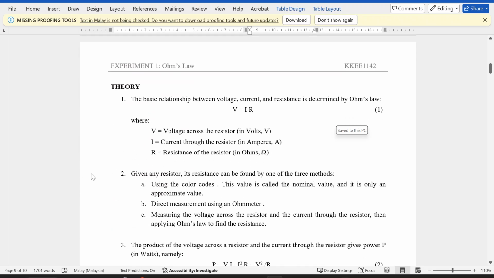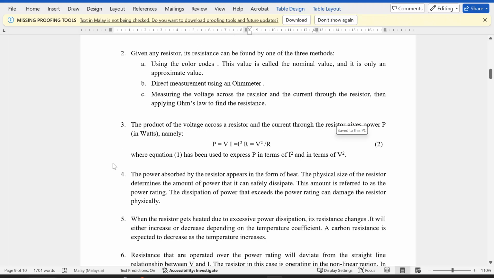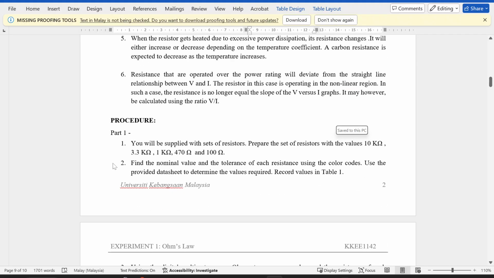And then normally we will also include some theory behind the lab that you are going to do, to help you understand the underlying principle of the lab session. And then you will start to do your lab based on the procedure. Normally the procedure of your lab will consist of more than one part. So normally there are 2 or 3 parts.